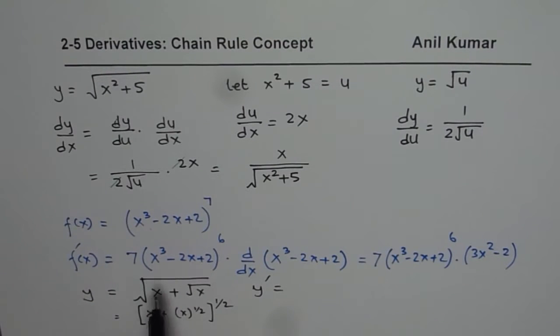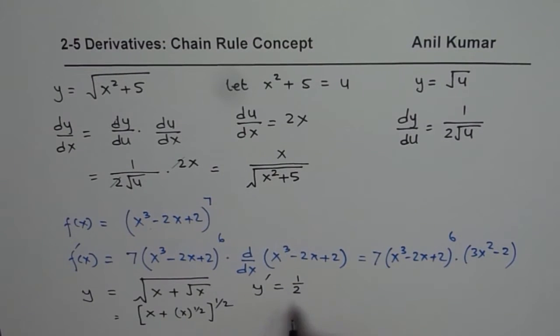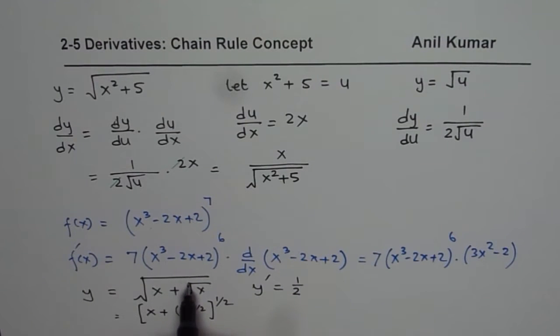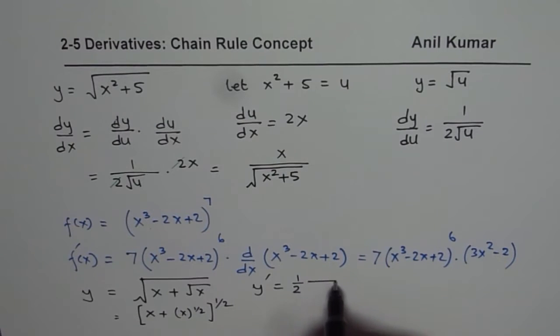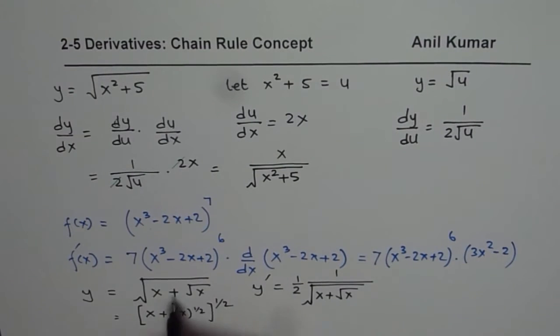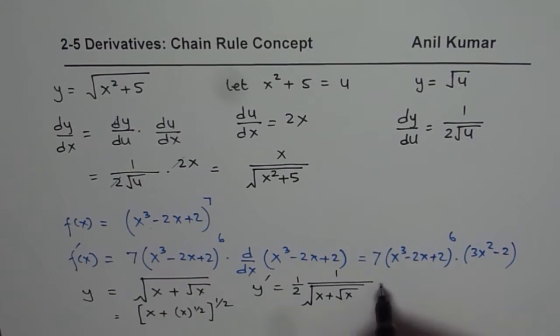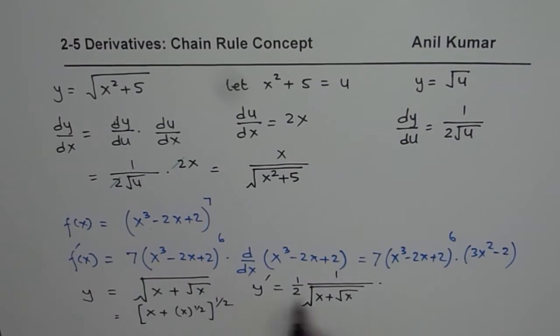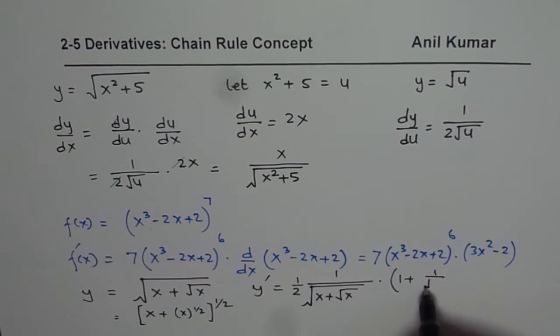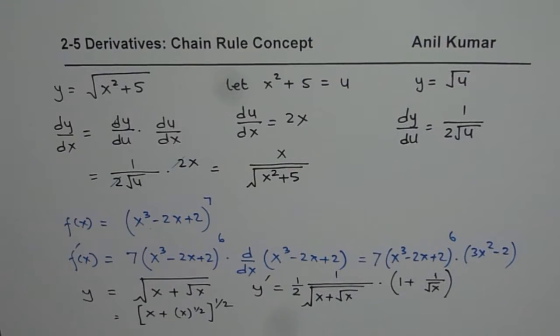So what we will do is find the derivative of the outside function, which is half, times all this to the power of half minus 1. So we get it in the denominator, which will be, so that is the solution, right? So x plus square root of x. That is the outside function derivative times the inside function derivative, which is 1 plus the derivative of this, right, which is 1 over 2 square root of x. You get the idea. So that is how you can actually find the derivative.